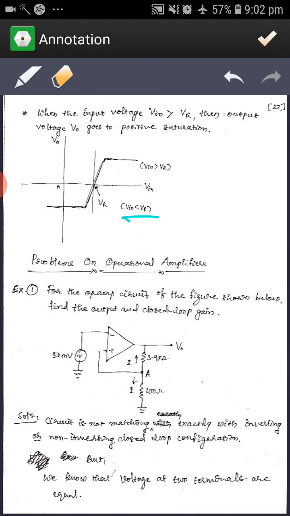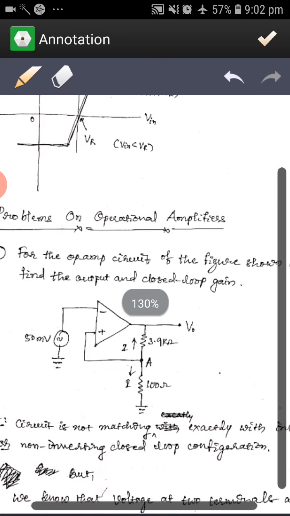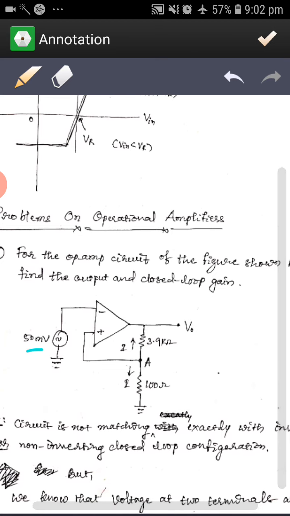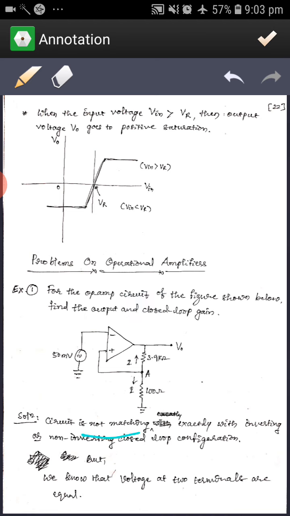So after seeing all these applications, summer, integrator, subtractor, differentiator and comparator, now we'll see some problems with respect to the operational amplifier. Here the input is given as 50 millivolts to the inverting terminal, but the feedback is with respect to positive, not with respect to negative. Till now, the feedback we have seen was with respect to the negative terminal only, even though we applied the input to the positive terminal. But here it is on the positive terminal. So the circuit is not exactly matching either the non-inverting or inverting amplifier.